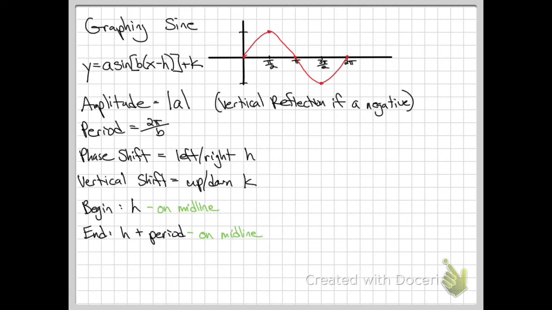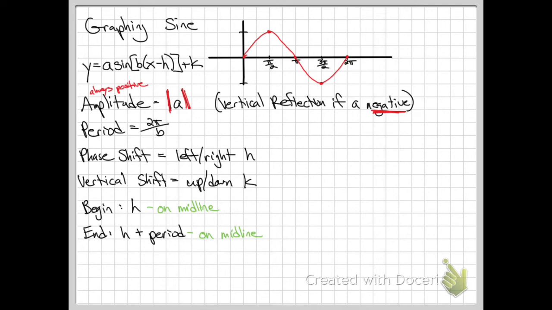Okay, lastly, graphing sine, and then we'll do graphing cosine. So, the equation for sine is written. The parent graph for sine is there. Remember, the amplitude is always positive. That's what these absolute value bars mean. The amplitude is always positive. It's a distance or a length, which is always positive. If it's negative, it means there is a vertical reflection. The period is 2 pi divided by whatever b is.